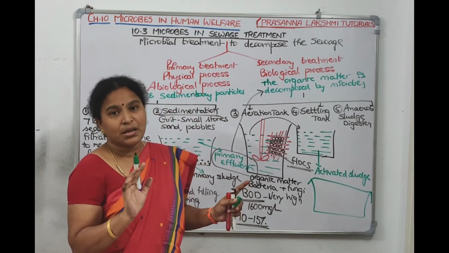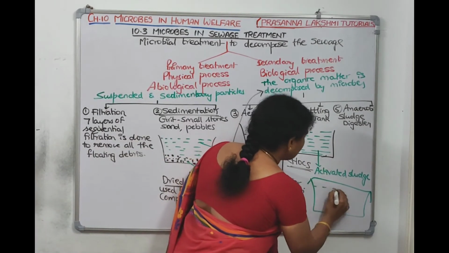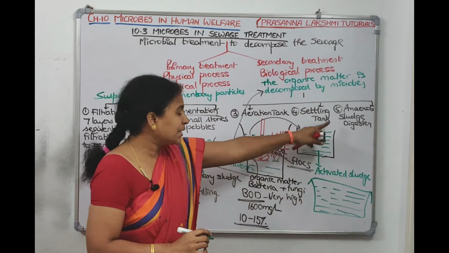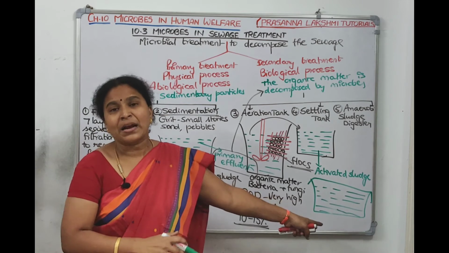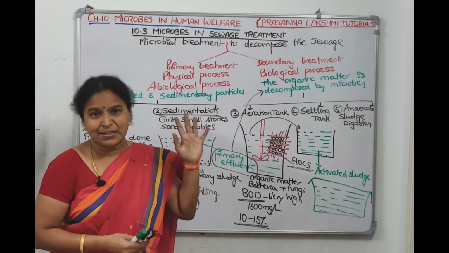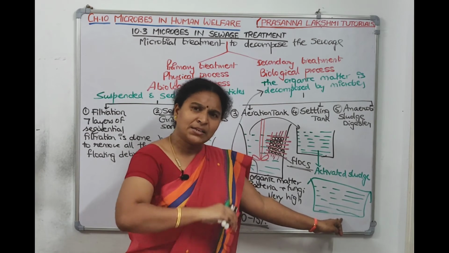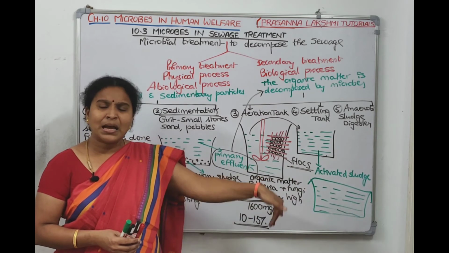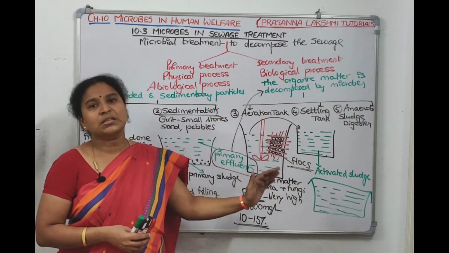What do we do here in the anaerobic sludge digester? We take all the activated sludge into this anaerobic sludge digester. Under anaerobic conditions, another set of bacteria will act. Under aerobic conditions, the aerobes acted, the heterotrophic bacteria and fungi. Now when you maintain anaerobic conditions here, anaerobic bacteria, the methanogens, will act. Are you adding any methanogens here? They are also present in the sewage only.